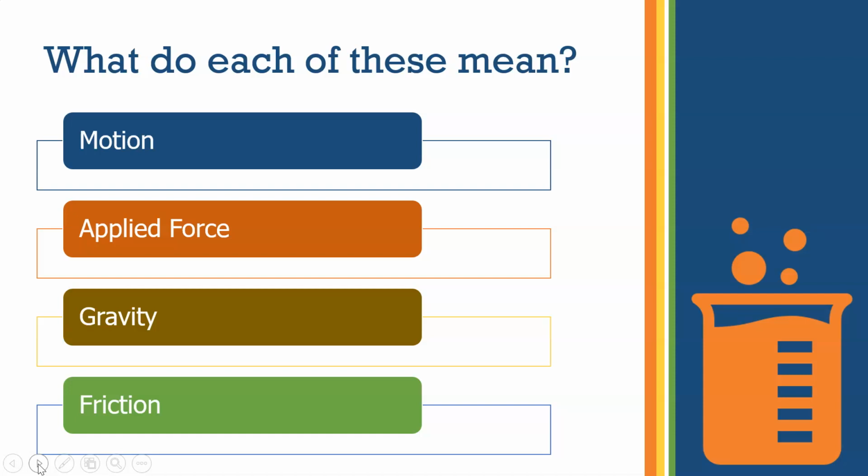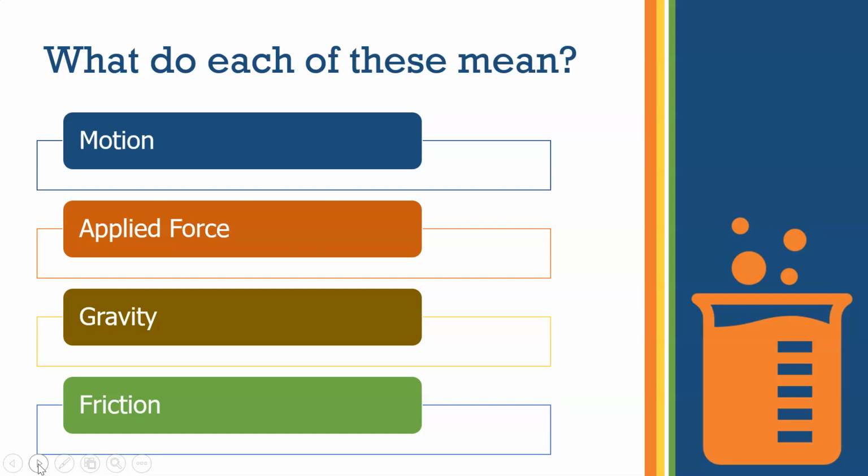And then we have the terms gravity and friction. Both are forces. Gravity, though, is the force by which a planet or other body draws objects towards its center. On Earth, gravity is what keeps us on the ground. And friction is a force that opposes motion, that slows objects down.